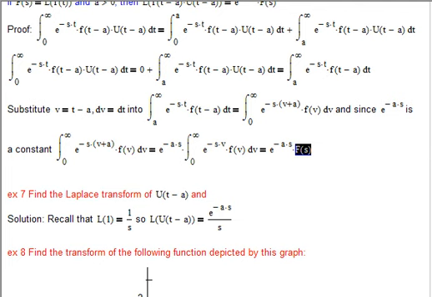So, an example: find the Laplace transform of u(t − a). Well, recall that the Laplace transform of 1 is 1/s, so instead of 1/s, this is going to be e^(−as) times 1/s. Too easy.